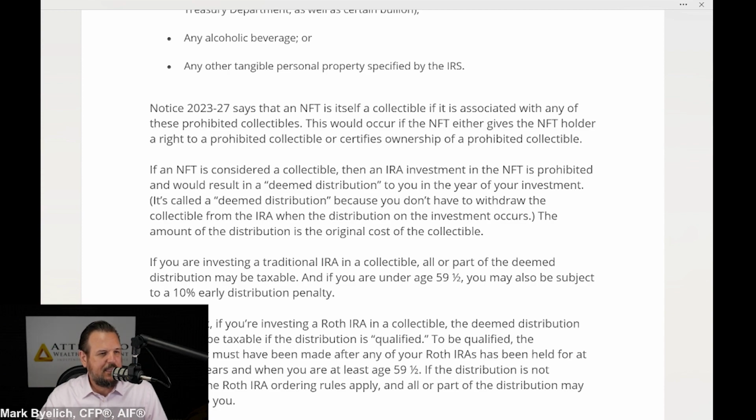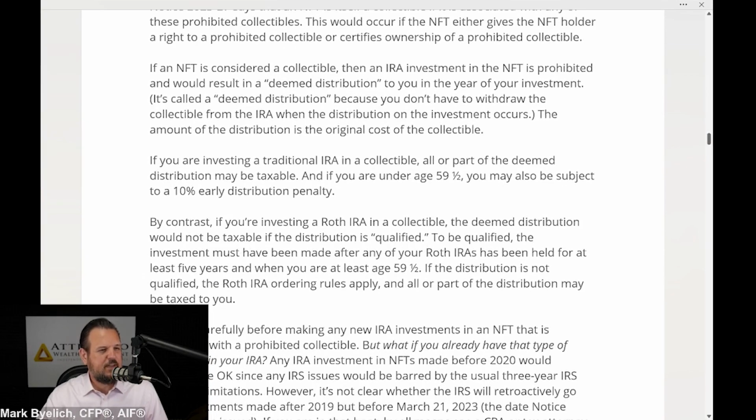It's called a deemed distribution because you don't have to withdraw the collectible from the IRA when the distribution occurs. The amount of the distribution is the original cost of the collectible. If you are investing a traditional IRA in a collectible, all or part of your deemed distribution may be taxable. And if you're under age 59 and a half, you may also be subject to a 10% early distribution penalty.